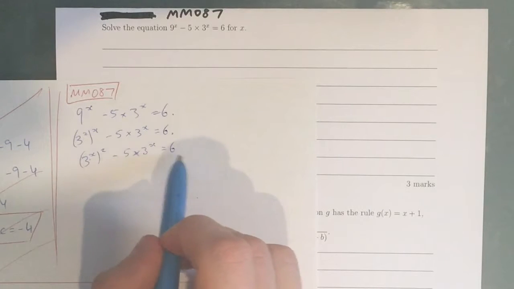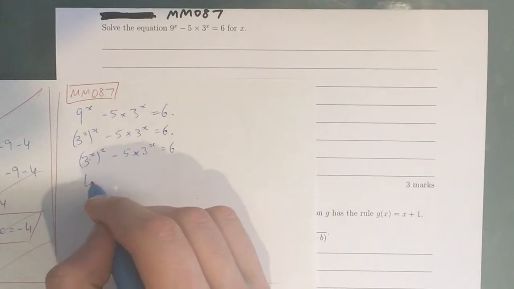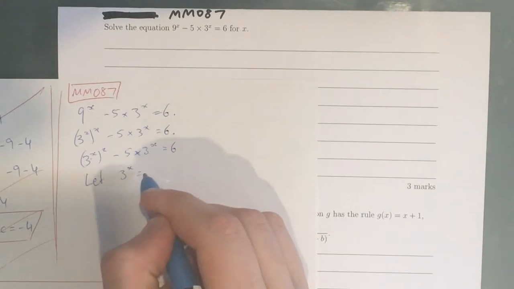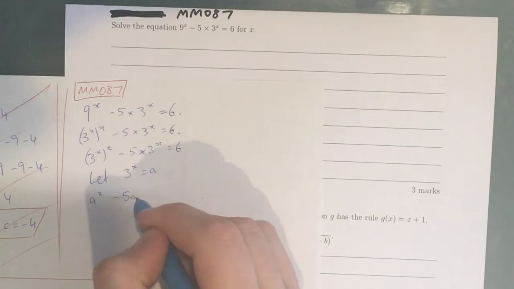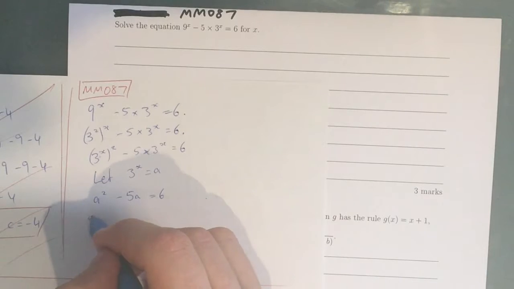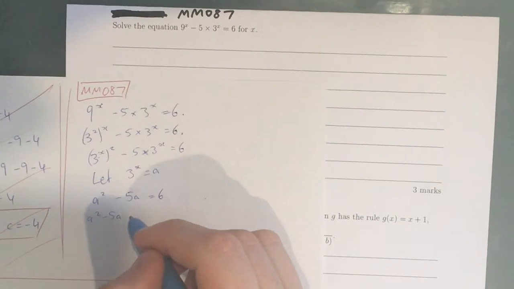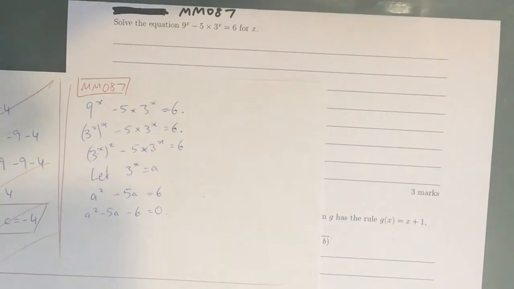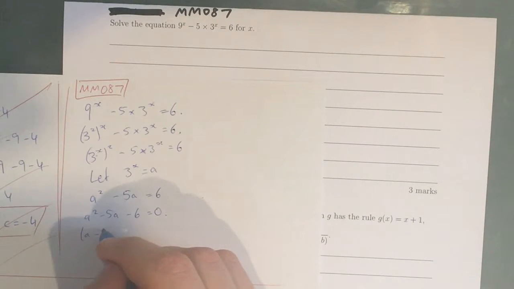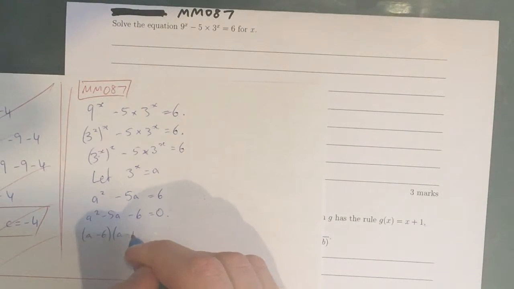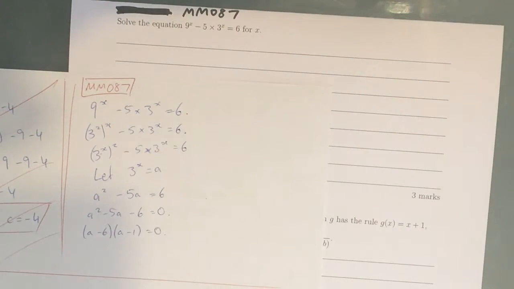So now that we've got a 3 to the power of x here, 3 to the power of x here, and just a constant on this side, what we can actually do is let 3 to the power of x equal a. And what that lets us do is write the equation like this. And if we get everything on one side, we get a squared take 5a take away 6 equals 0, which means that a minus 6 times a plus 1 is equal to 0.